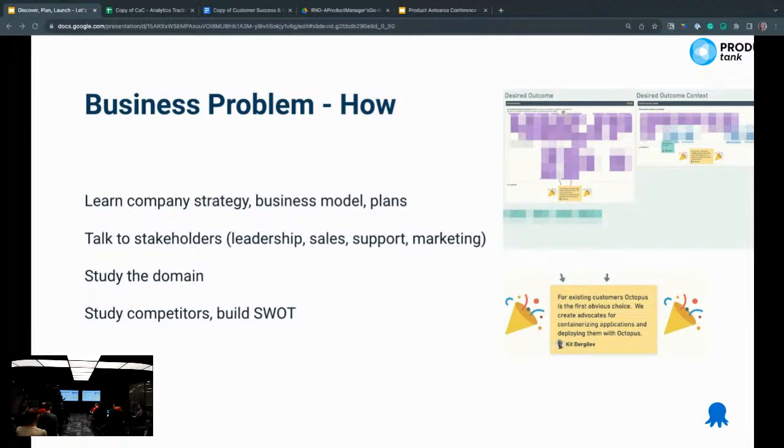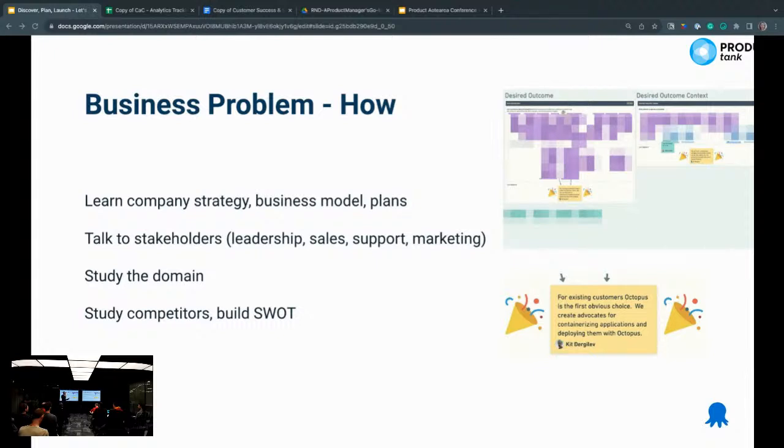Then talk to your stakeholders. Just go to everyone and ask them, hey, what's your problem with this area, in my case, containers? Why are you unhappy about it? What could be done better? What are your thoughts? Let them share. Study the domain. Understand what is going on around the world in this area.